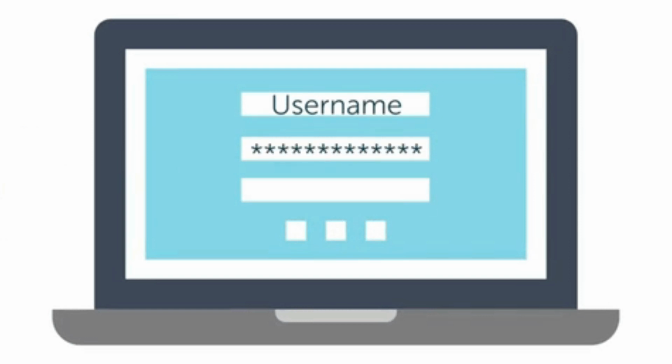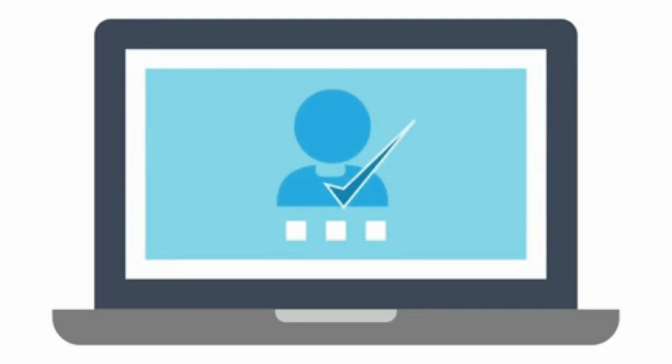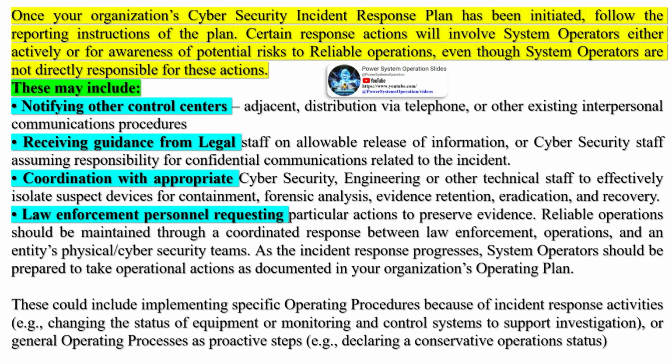As the incident response progresses, system operators should be prepared to take operational actions as documented in your organization's operating plan. These could include implementing specific operating procedures because of incident response activities, e.g., changing the status of equipment or monitoring and control systems to support investigation, or general operating processes as proactive steps, e.g., declaring a conservative operations status.